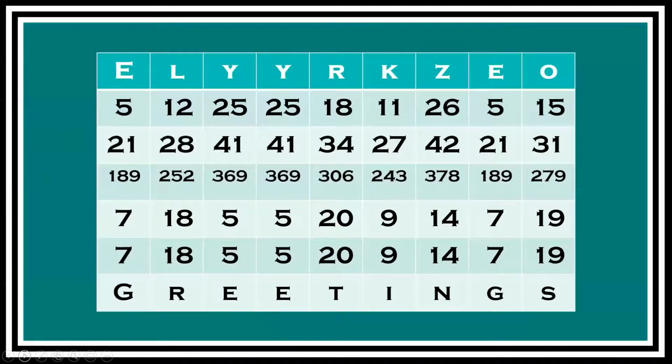Now again, we replace each number with the appropriate letter from the alphabet. So the 7th letter of the alphabet is G, the 18th letter of the alphabet is R, and so on. So we have got back the original message, "greetings."